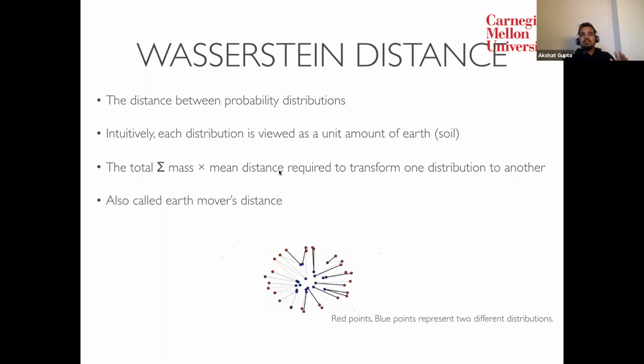Intuitively, what this means is that, let's say one of our distributions is represented by the red points, and the other is the blue points, and we want to transform the red distribution to the blue distribution. A way to do that is to move all the red points to the blue points, and the mean distance required to make this transformation by moving individual points is, in some sense, the Wasserstein distance.